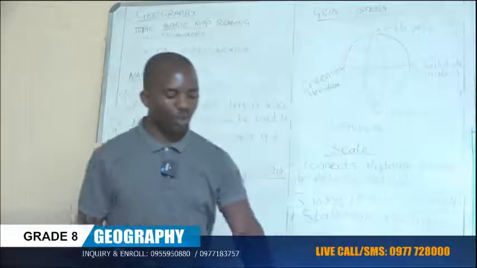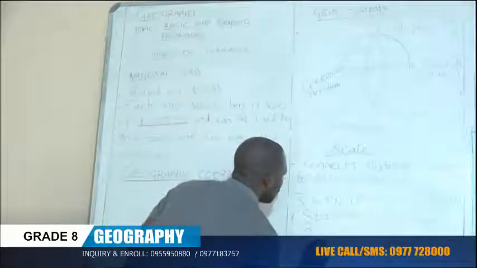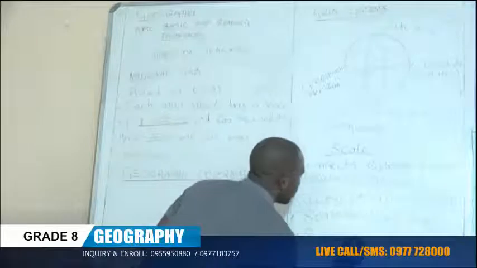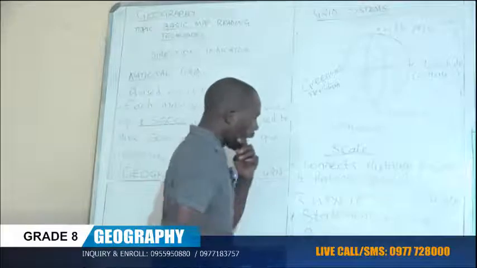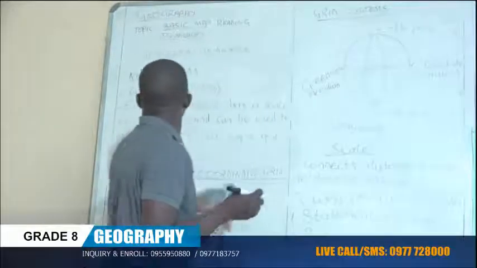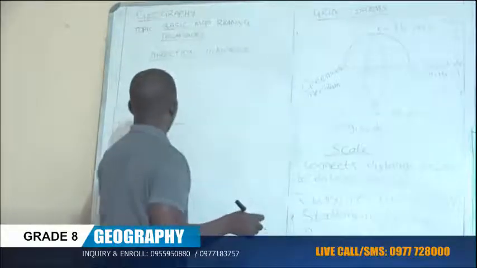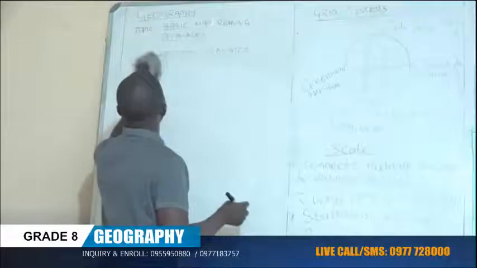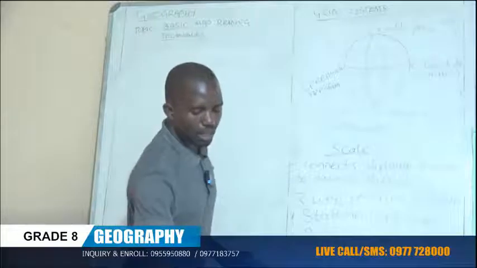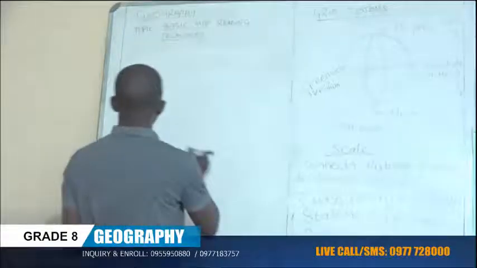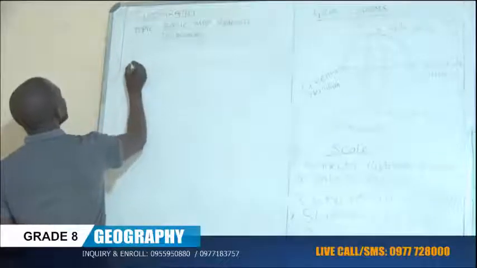Then we also have what we call ratio scale. This ratio scale uses only numbers to describe the relationship on the ground to that on the map. Last but not the least, so that we end today's session, I allow questions to be asked. Number 3, there's the line scale, which is number 3 for today.